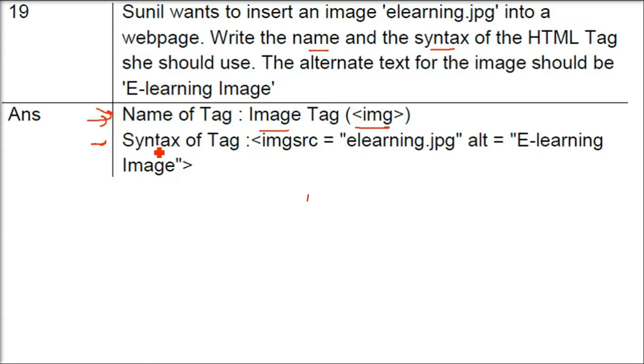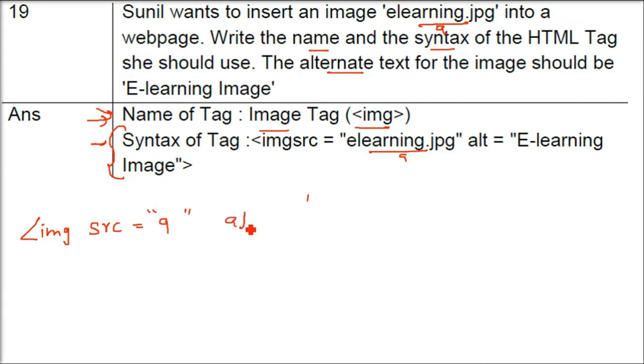So you have to write the name of the tag, that is the image tag, IMG, name of the tag. And then the other part of the question is asking the syntax of the tag. For that you'll write IMG, then you are going to write SRC. Where is SRC coming from? The path you have to see. This image, we assume that it is in the same folder where the web page is. So you are going to write elearning.jpg here.